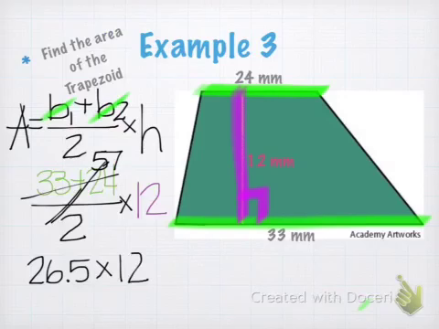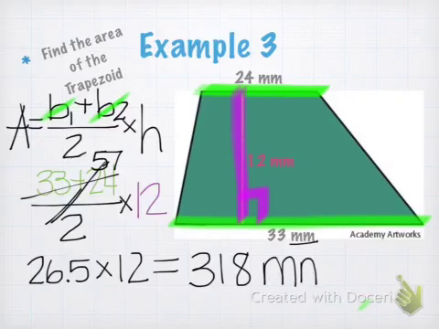So I need to bust out my calculator, and I get that 26.5 times 12 is 318. And now I need to look at my units, which was in millimeters, and because we're doing area, it's squared, so square millimeters.